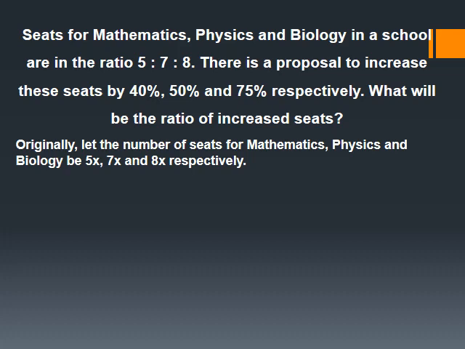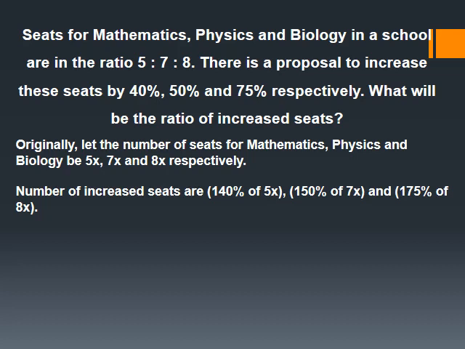Then we can say mathematics, 5x, will be the proportion of the total. 7x, that is the proportion of the total for physics. 8x will be the proportion of the total for biology. That is the thing that we have to understand to start with. So now what is the increase in seats? We are increasing by 40%.